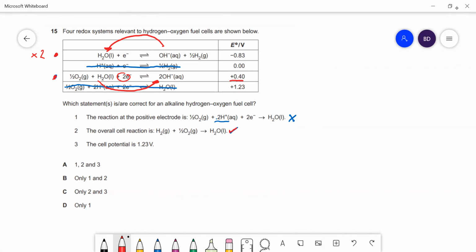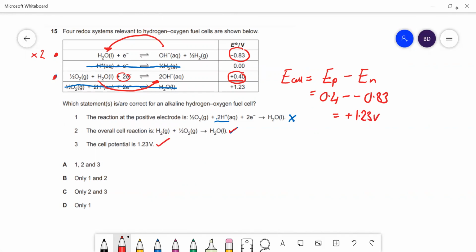The cell potential is 1.23 volts. Well, let's see if it is. The cell potential, E cell, is going to be equal to E of the most positive one minus E of the most negative one. So that's going to be 0.4, this one here, minus (minus 0.83). And that is equal to plus 1.23 volts. So that is correct. So 2 and 3 are correct. So C is the answer there.